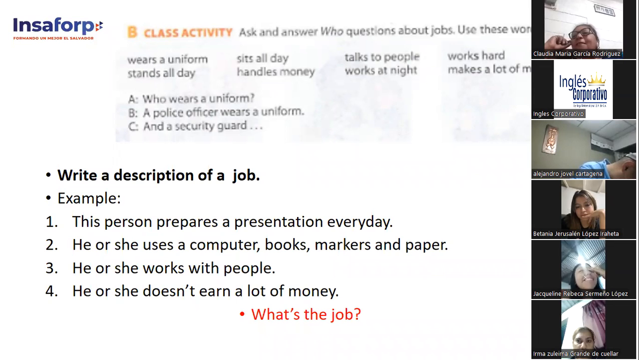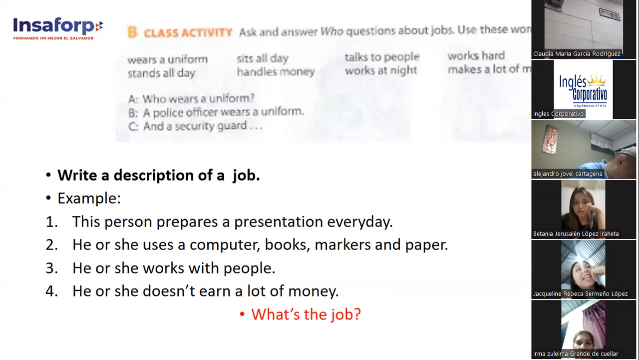Designer. What? Designer. Pero sería decorador de interiores. No sé cómo se diría en este caso. Interior design. No. It's real estate. Oh, real estate person. Yes. Okay. Thank you, Claudia Maria.